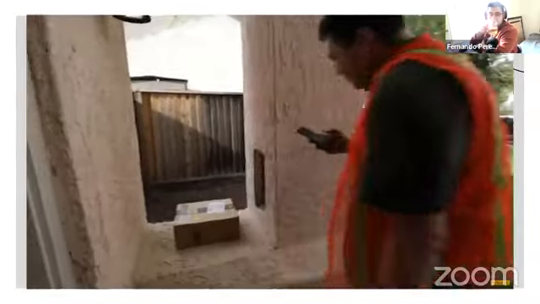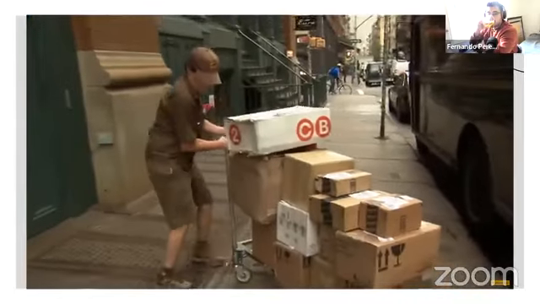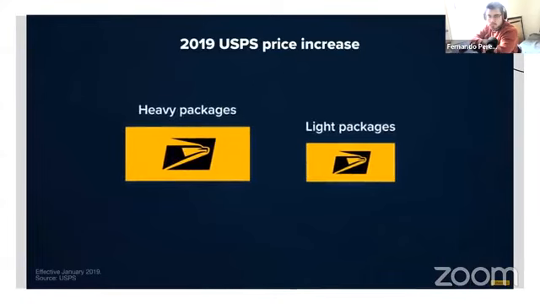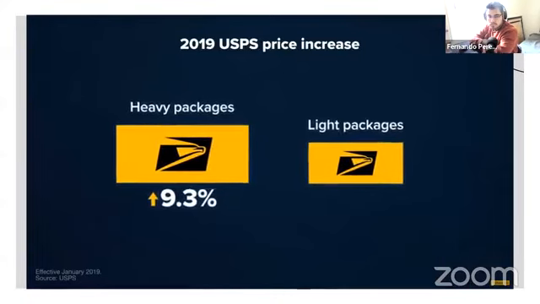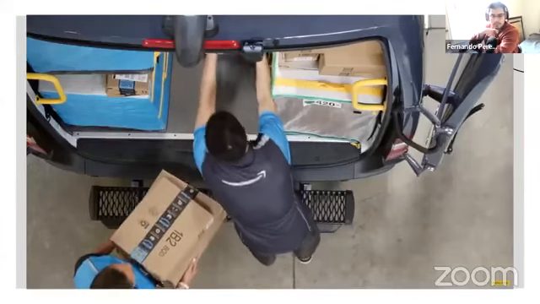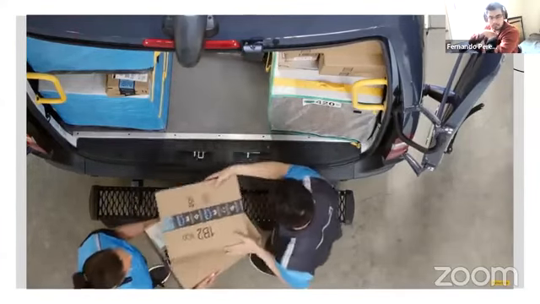Amazon pays to outsource much of last-mile delivery to carriers like UPS and USPS, which charge a fee. And those fees just went up. In January, the post office increased its last-mile shipping rate by 9 to 12%, depending on package size. The more Amazon can keep last-mile delivery in-house, the more it can control these costs.